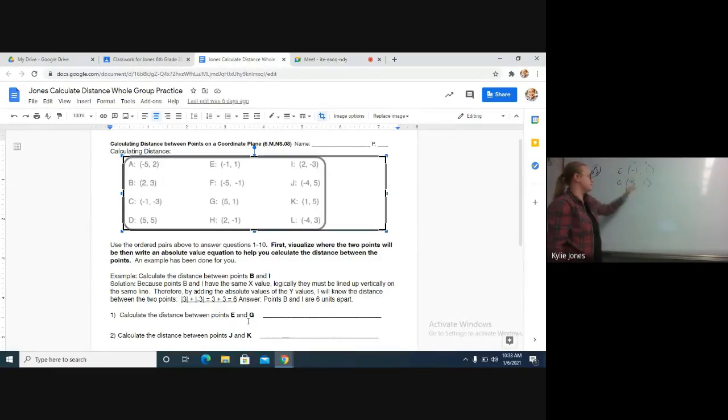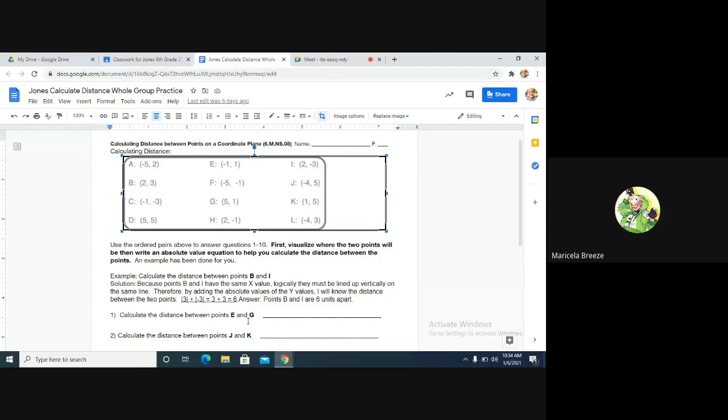It makes it easier for me to look at them and see which ones are the same. So if I look at my ordered pairs, are my X values the same or my Y's? Your Y's. The Y's are the same, so we're not going to use them. Cross them off. That means we're going to add together absolute value of -1 and the absolute value of 5. So absolute value of -1 plus absolute value of 5. What is absolute value of -1? 1. Just a positive 1. Plus, what's the absolute value of 5? 5. And what is 1 plus 5? 6. 6 units.